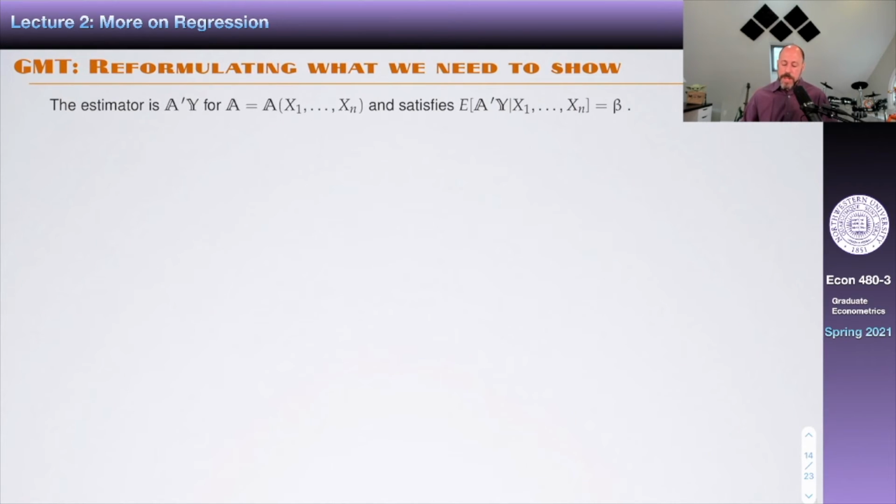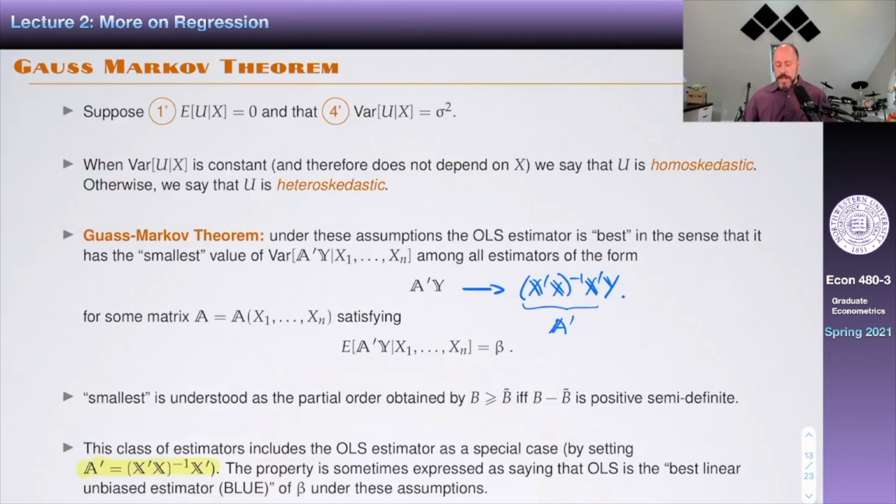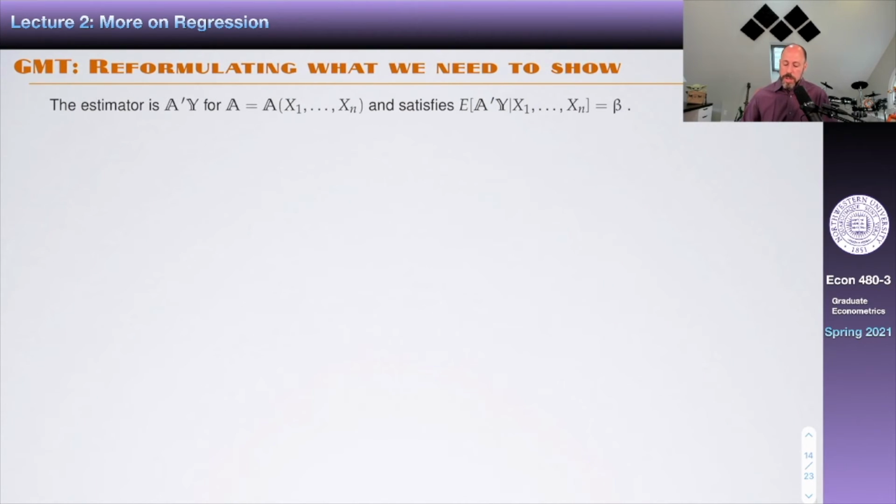All right. So the idea is that I want to prove this theorem. In order to prove the theorem, I need to reformulate what we need to show. So let me do this first, and then we prove it. So remember, the estimator is a prime y for any function a of the x's, and it satisfies this condition that says the expected value of a prime y is equal to beta. So I'm going to work with this.